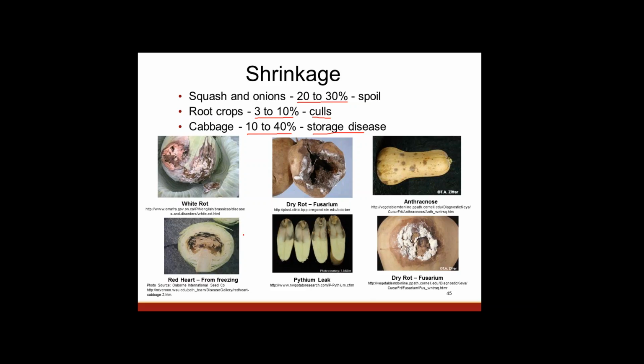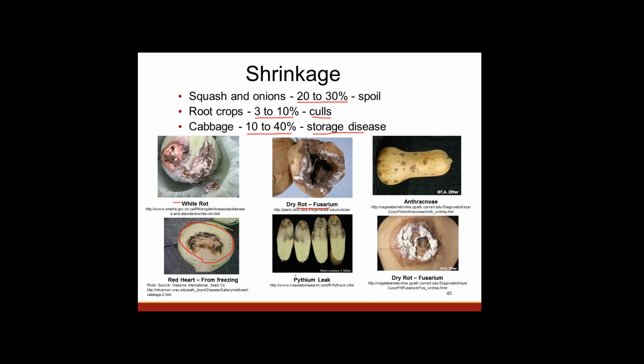So we've got some examples of storage diseases in general. So you've got white rot. This one's what we call red heart, which is basically from being frozen. Here's a dry rot, which can come out of the field or be caused by a cut.